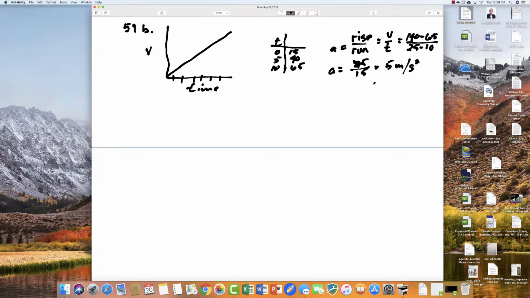As it turns out, we were supposed to show, by taking the slope at any point, that the acceleration was 5 meters per second squared, and that's exactly what we did. Now 61: take the slope of the curve to verify the velocity at time 30 is 238 meters per second. Now, I actually didn't get that answer.